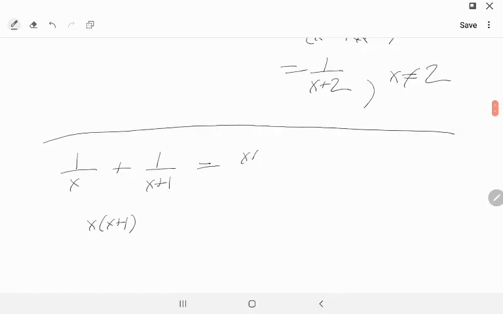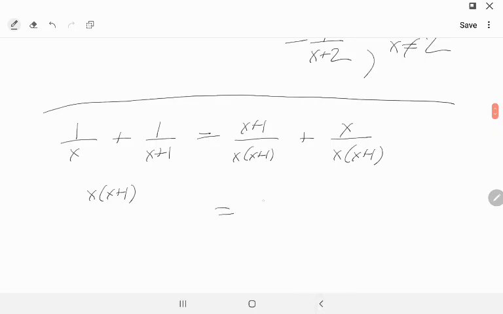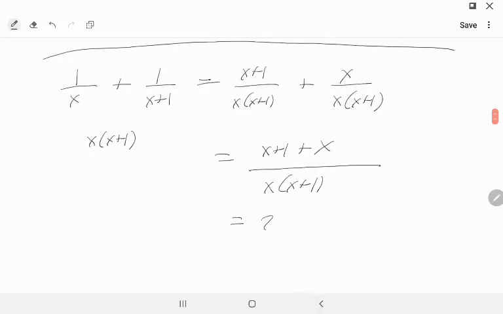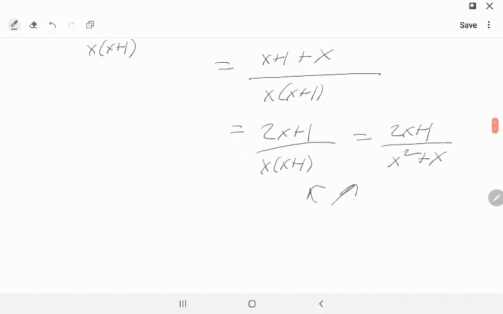So we write it as x plus 1 divided by x times x plus 1, plus x divided by x times x plus 1. And so we get x plus 1 plus x, all divided by x times the quantity x plus 1, which gives us 2x plus 1 divided by x times x plus 1. And we kind of leave it that way. We can leave it as 2x plus 1 divided by x times the quantity x plus 1, or we could write it as 2x plus 1 divided by x squared plus x. Again, either is fine.